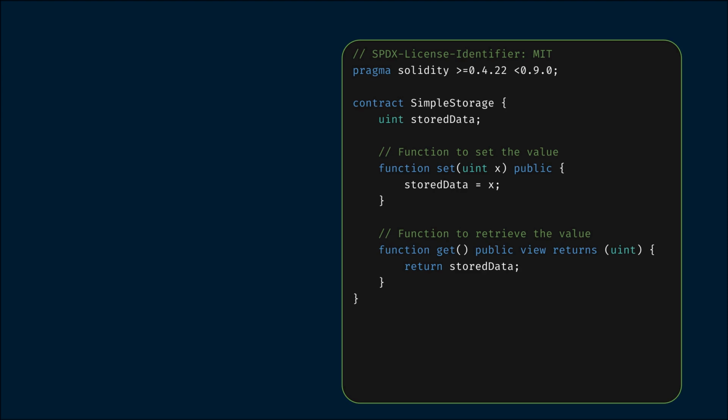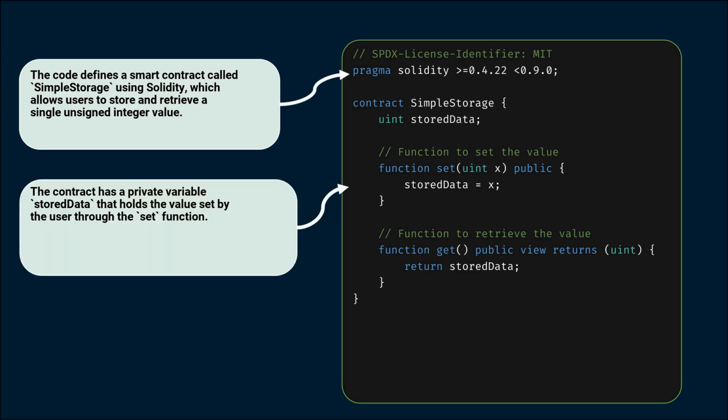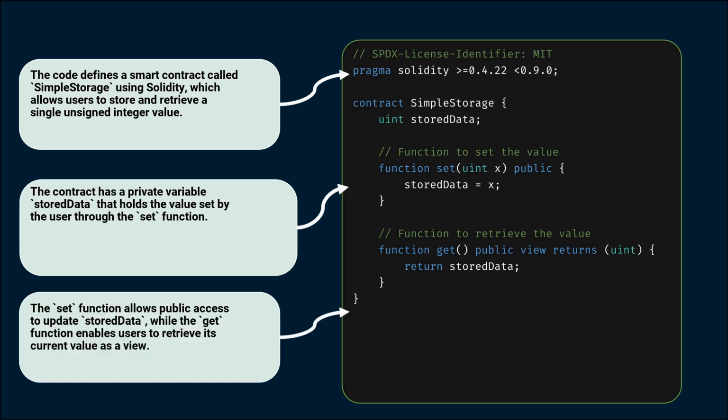Now let's implement the following code for our simple storage smart contract. The first line sets the SPDX license identifier as MIT, which helps clarify licensing terms for developers interacting with our code. We then specify the Solidity compiler version in the pragma directive, ensuring compatibility during compilation. Next, we declare our SimpleStorage contract. Inside this contract, we create a single state variable named storedData of type uint, which signifies that it can only hold non-negative integers.